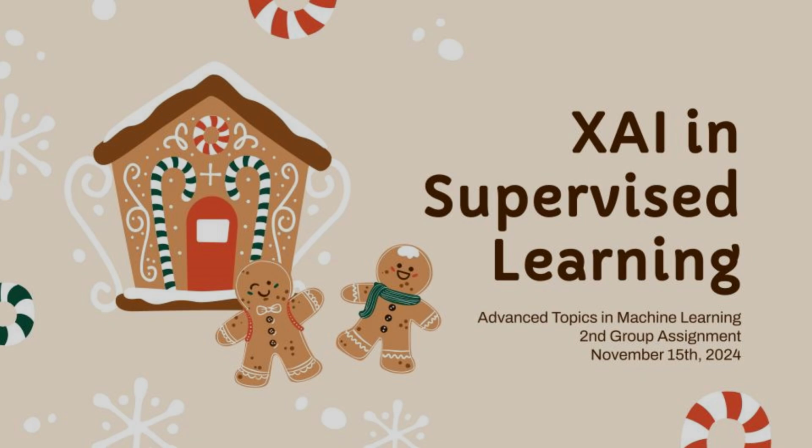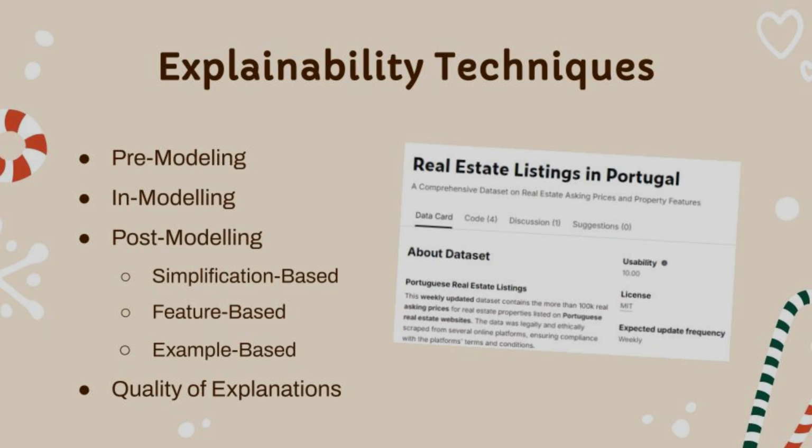Hello everyone, today we're going to be talking about explainability in AI, especially pre-modeling techniques, in-modeling, and post-modeling approaches that can be used to enhance model explainability. The dataset used in this study contains more than 100,000 real estate property asking prices, as well as 25 different features including location and area of living.